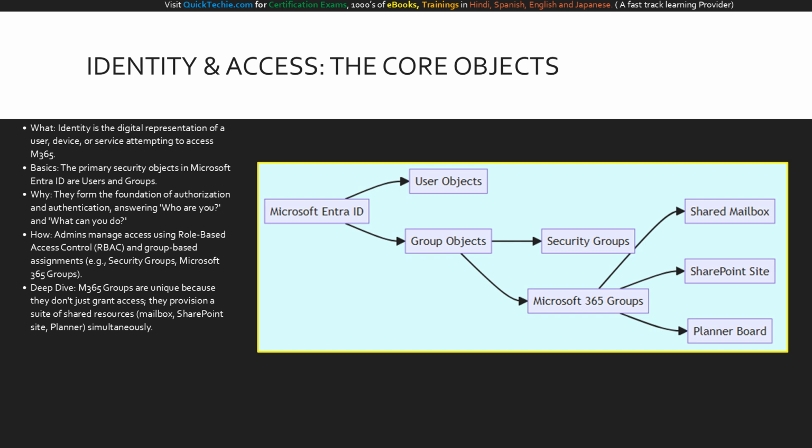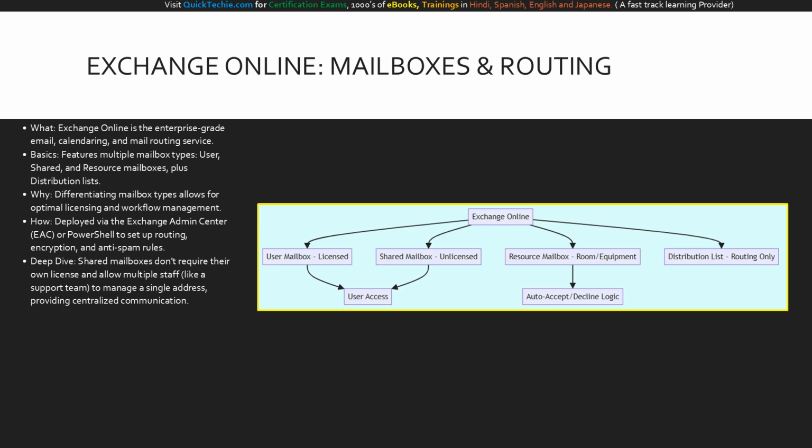This diagram illustrates the object hierarchy within Microsoft Entra ID. From the main directory, we branch into user objects and group objects. Follow the path from group objects down to Microsoft 365 groups. Notice how it branches out into multiple distinct resources. Unlike standard security groups, which just govern access, an M365 group acts as a deployment trigger. It automatically spins up a shared mailbox, a SharePoint site, and a planner board. This visual perfectly captures how a single identity object in M365 serves as the key to unlocking a fully integrated collaborative workspace.